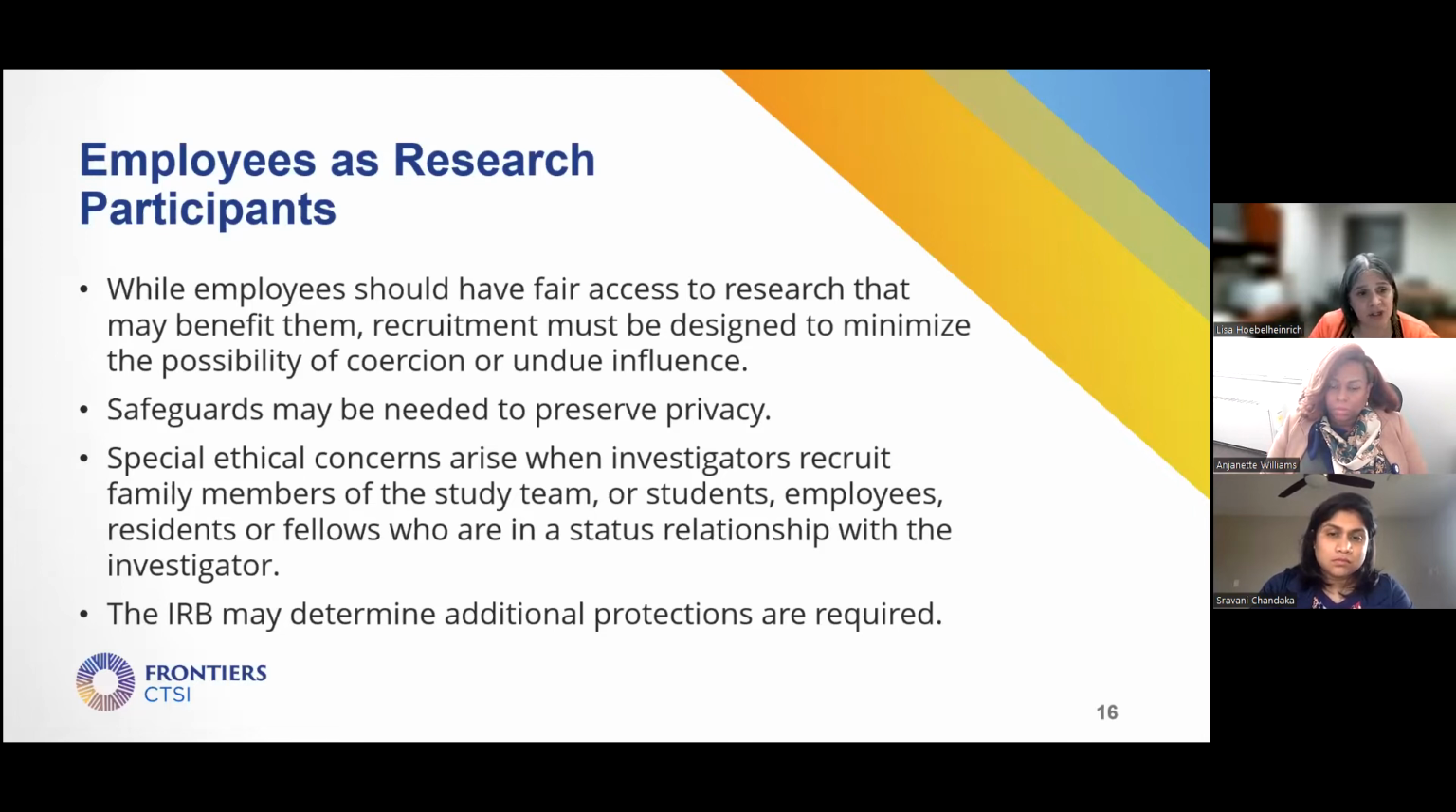And if it's a situation where the investigator has a status relationship with that participant, whether they're a member of the study team or an employee under supervision of the investigator, for example, there's special ethical concerns that arise in those circumstances. So when those kinds of activities occur, it's important to make sure the IRB is aware and that they're helping that investigator take a look at that and determine whether additional protections are required.